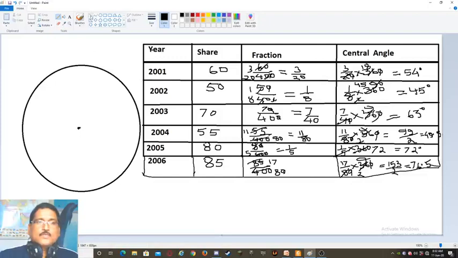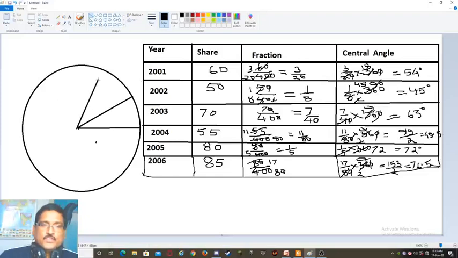Now with the help of this, draw one radius first, and thereafter you draw the angle accordingly. Suppose I am drawing 54 degrees using the protractor. Say this is 54 degrees with the protractor. Then you have to draw 45 degrees. Suppose this is 45 degrees.